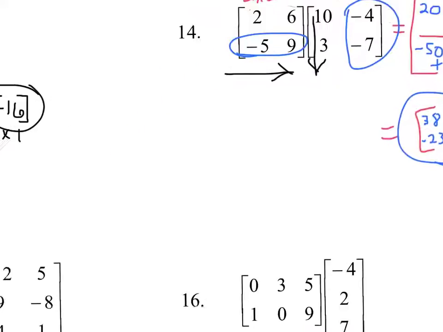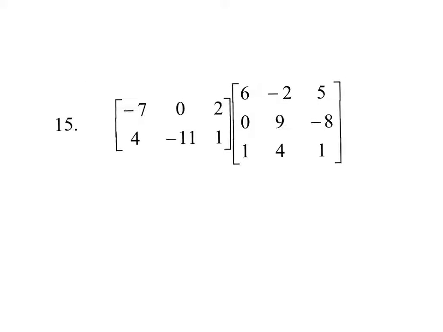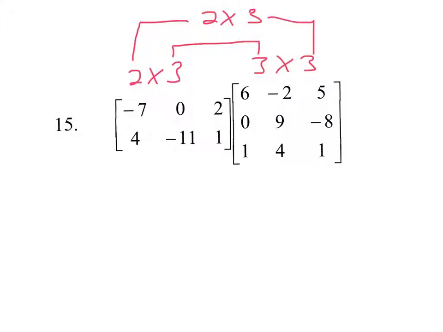All right, let's do number 15. Okay, ooh, this one looks bigger. Let's see what we got here. We have a 2 by 3 and a 3 by 3. So yes, these can be multiplied, and the new answer is going to be a 2 by 3. So our new answer is actually going to look a lot like the first one here.